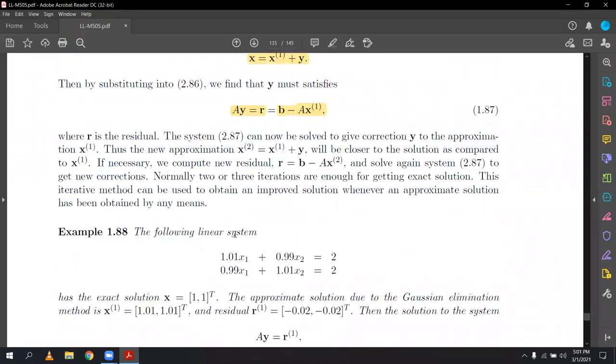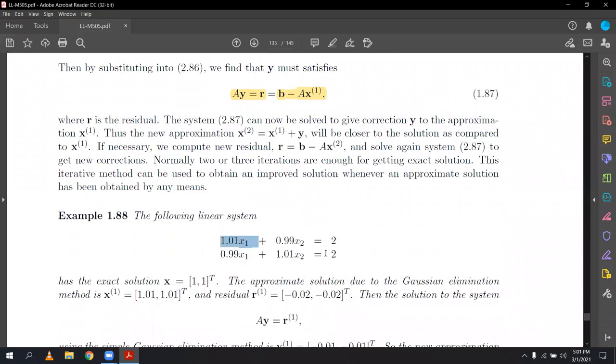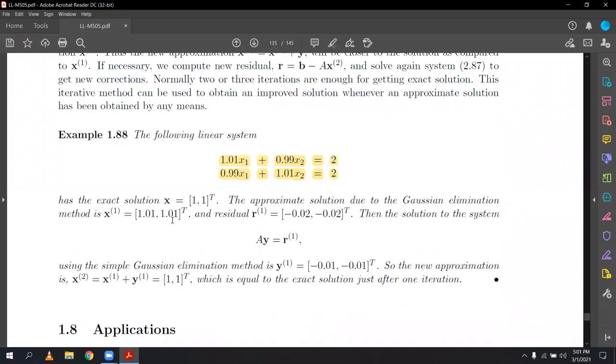Like this, I give one simple example. We have an ill-conditioned system, this one. And he says the exact solution is this one, but the approximate solution we got is this. We want to improve it. So what we do, we have to calculate R. What is the R formula? It is B minus A multiplied by X1, and we have R. We solve this system to find Y1, and Y1 will be this one here.